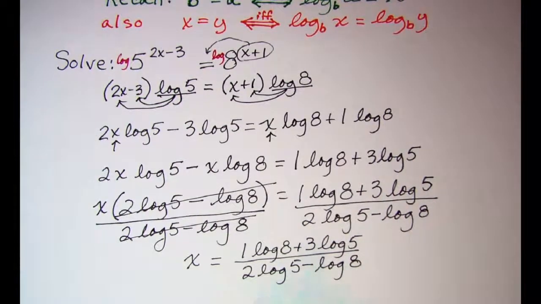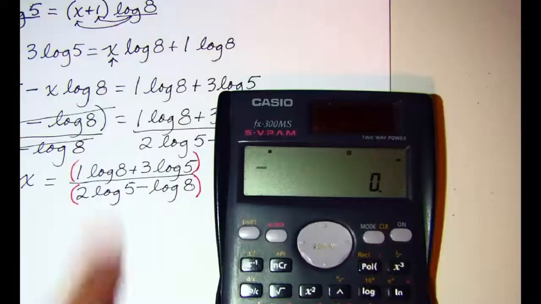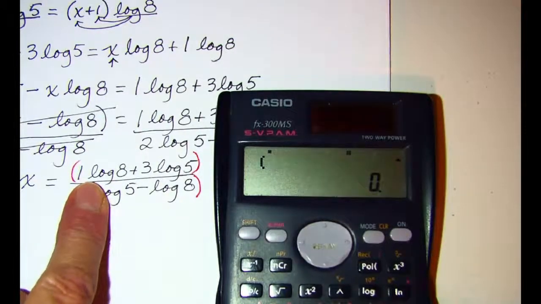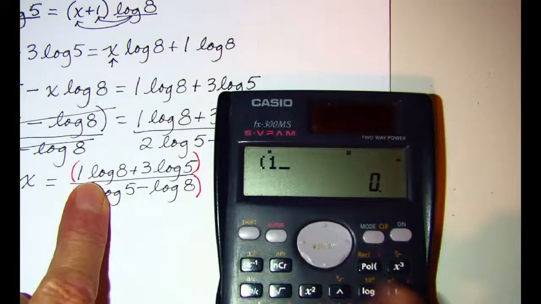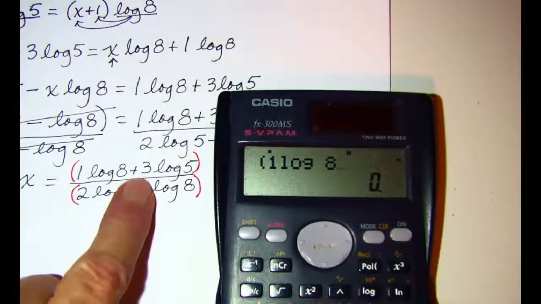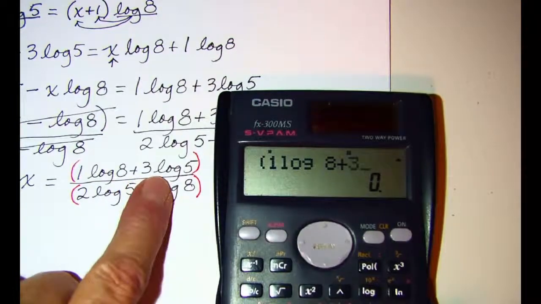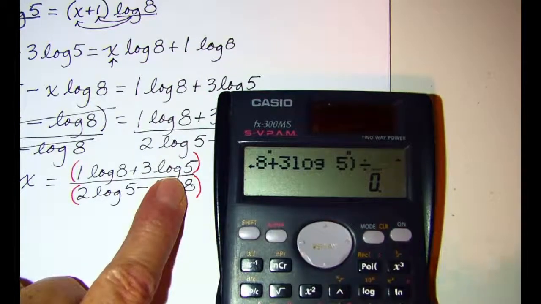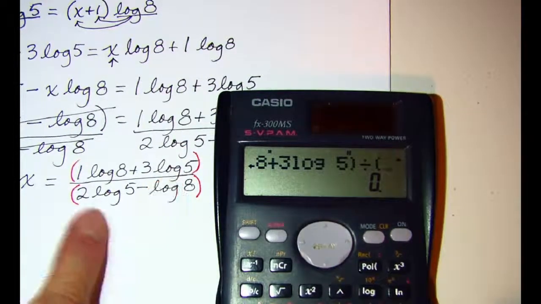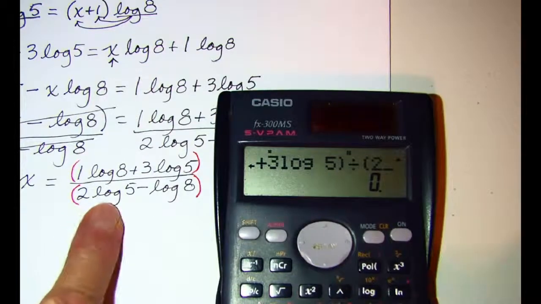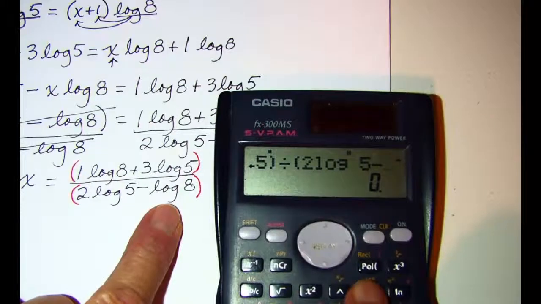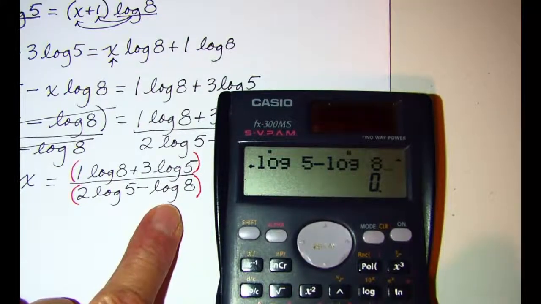So this answer is calculator ready. So we start with open parentheses. We're opening the numerator. 1 log 8 plus 3 log 5. Close the numerator. Divided by, open the denominator. 2 log 5 minus log 8. Close the denominator.